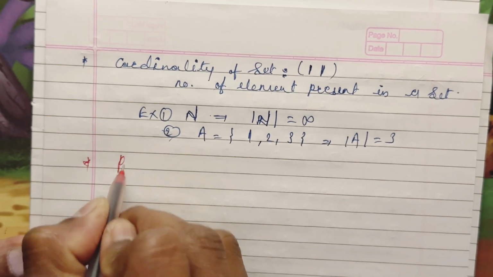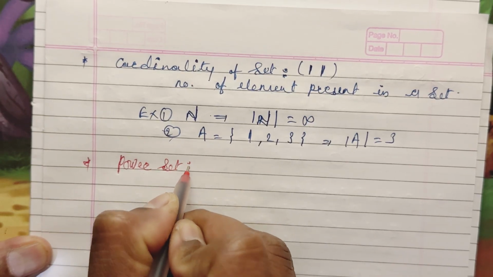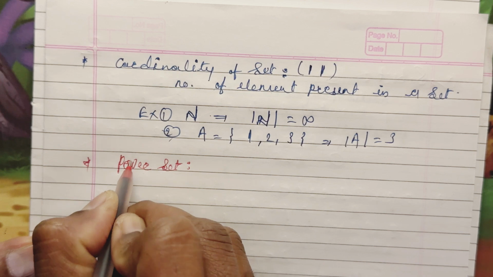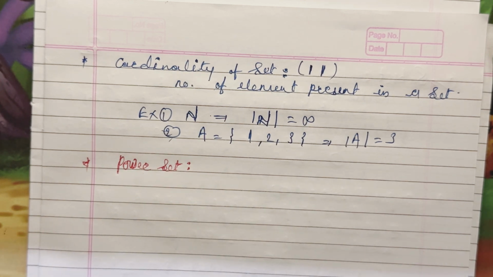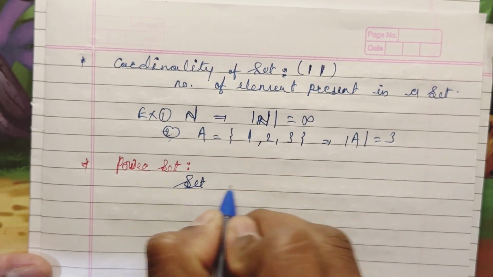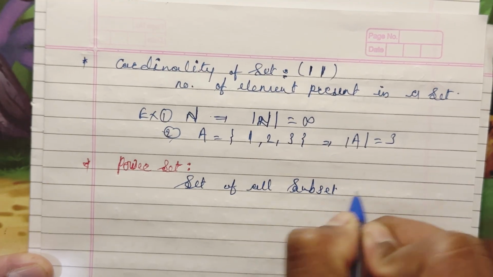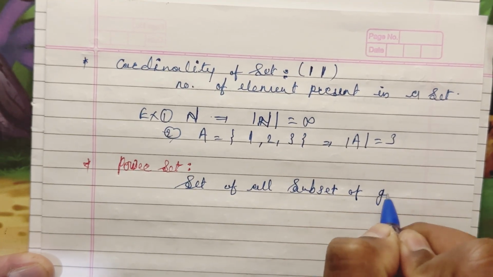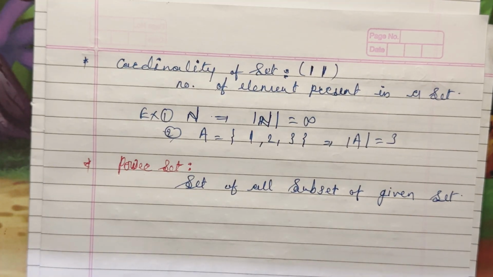So guys, you are all familiar with these points, that's why I'm going a little faster. Okay, power set, that is what is meant by power set: the set of all subsets of a given set. The set of all subsets of a given set is called the power set.